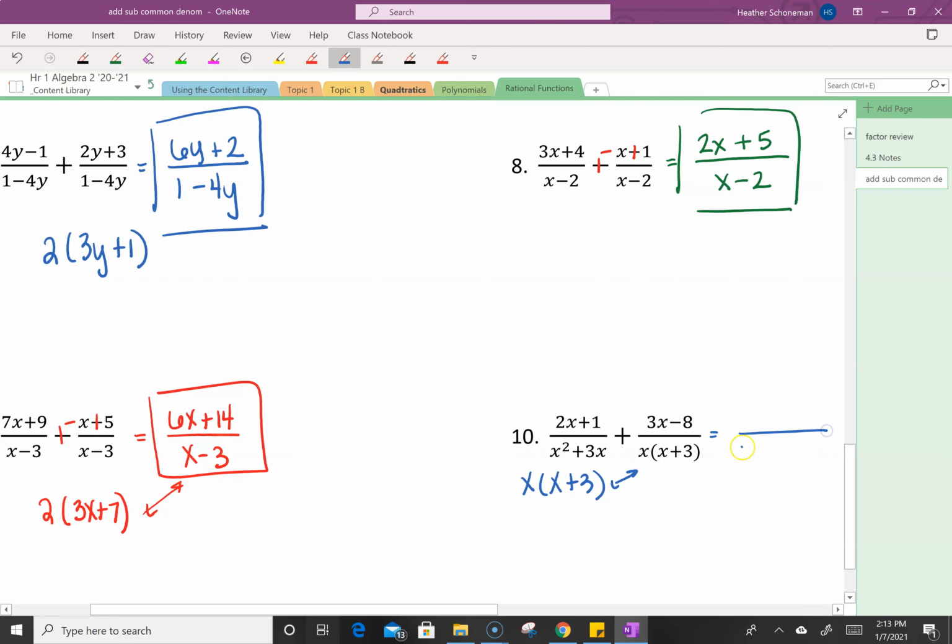So when I write my final answer, on the bottom I have x plus 3. You want to use the factored form. And then on the top, combine like terms. 2x and 3x is 5x. 1 and negative 8 would be negative 7. The top doesn't factor, so it can't simplify any, and that's my answer.